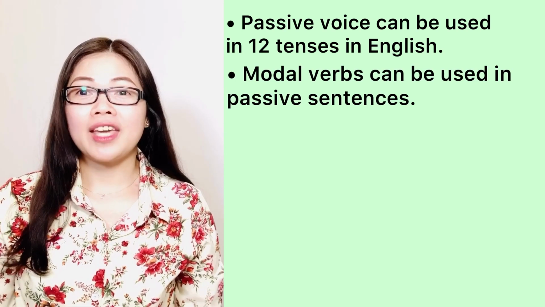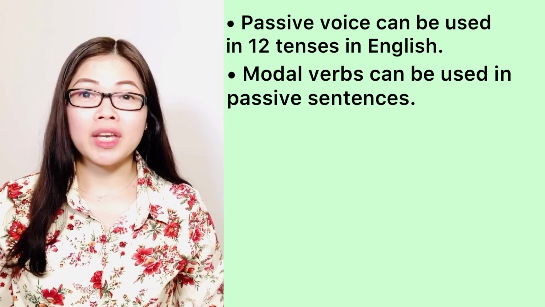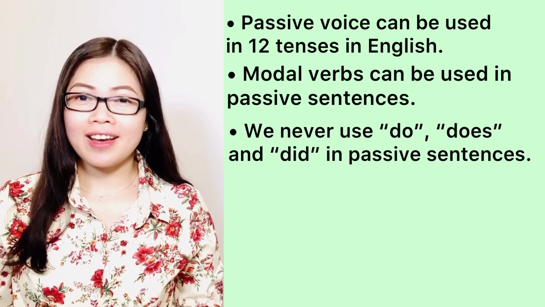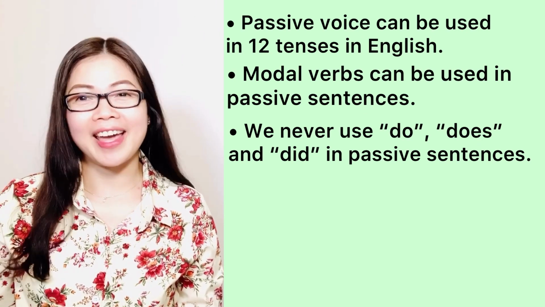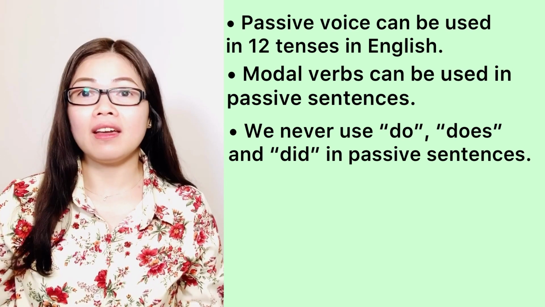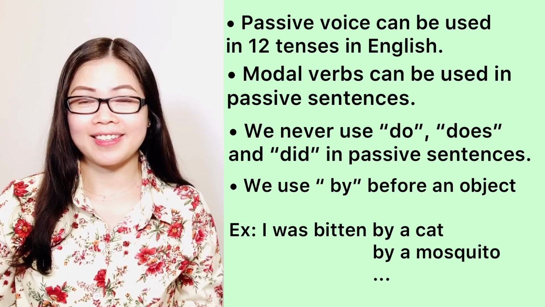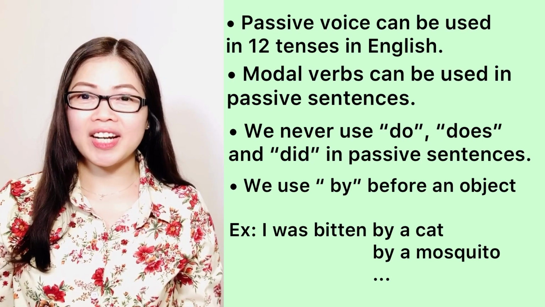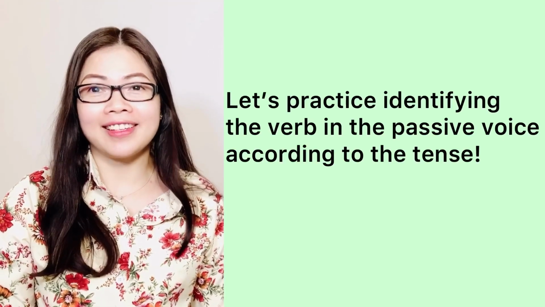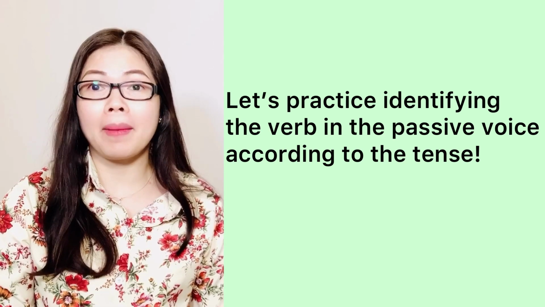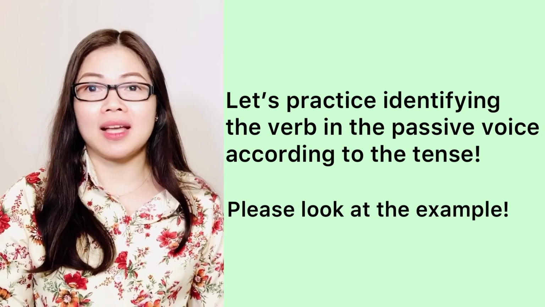Remember, we can use modal verbs in passive sentences, but we never use do, does, and did in passive sentences. Okay? And if there is an object, please use by before it. Okay? Is it clear, everyone? Now, let's practice identifying the verb in the passive voice according to the tense. Please look at the example first.